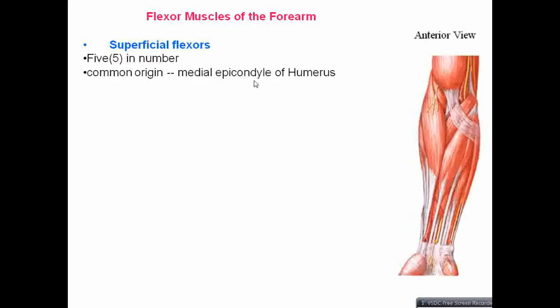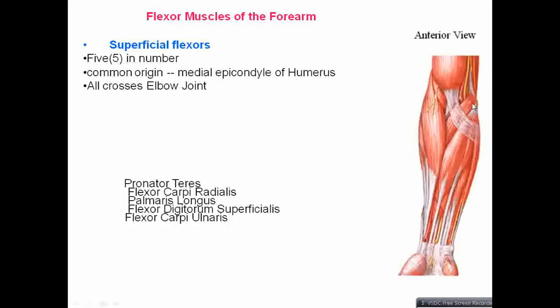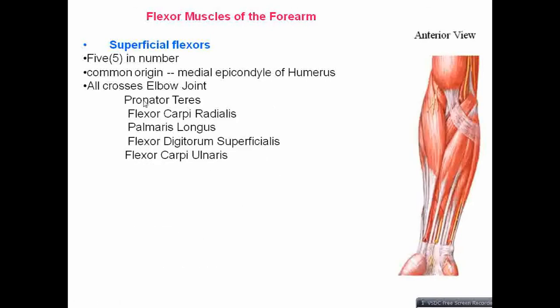They have a common origin, that's from the medial epicondyle of the humerus, this point. All the muscles cross the elbow joint, and these muscles are, from lateral to medial: pronator teres, flexor carpi radialis, palmaris longus, flexor digitorum superficialis, flexor carpi ulnaris. So let's see these muscles: pronator teres, flexor carpi radialis, palmaris longus, flexor digitorum superficialis, flexor carpi ulnaris.